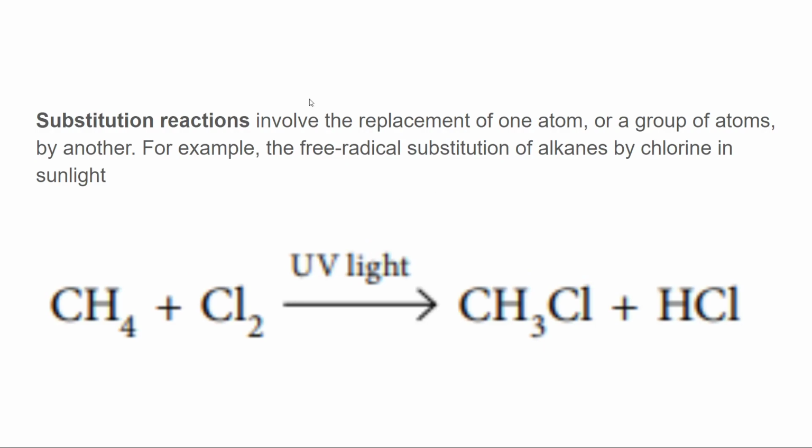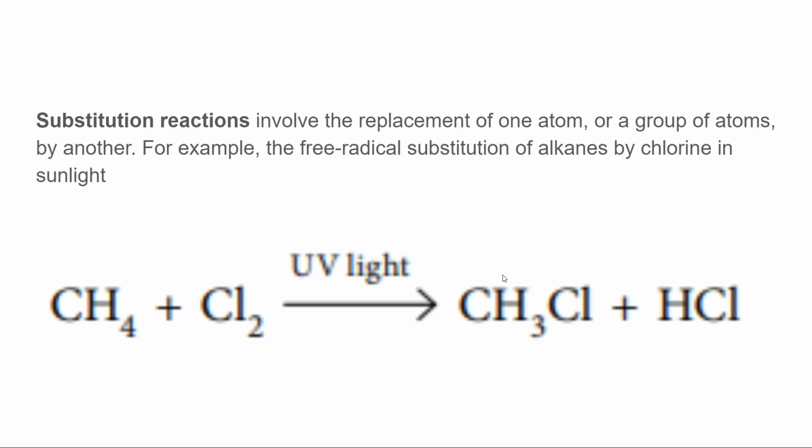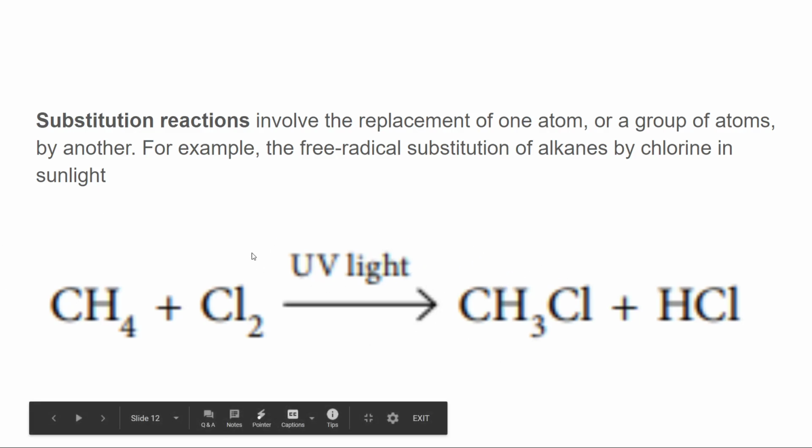Next is the idea of a substitution reaction. A substitution reaction involves the replacement of one atom or a group of atoms by another. For example, whenever we do a substitution of alkanes, it usually involves inputting some UV light and some chlorine gas. When we do that with a methane molecule, we end up cleaving off the bond between a hydrogen and carbon, and then we're able to replace that hydrogen with a chlorine there. We'll go into this particular reaction in depth a little bit later.